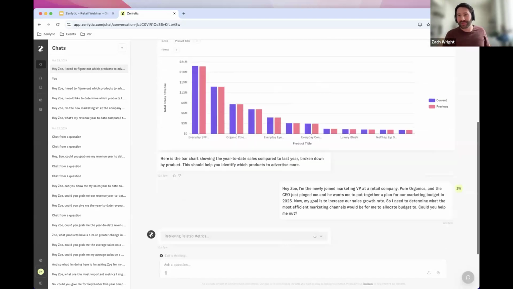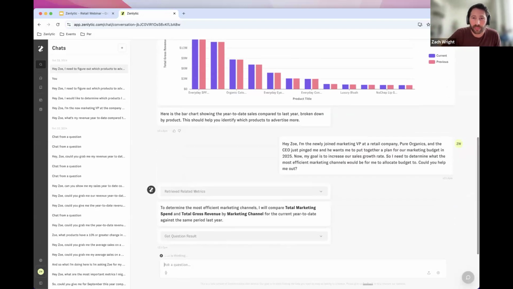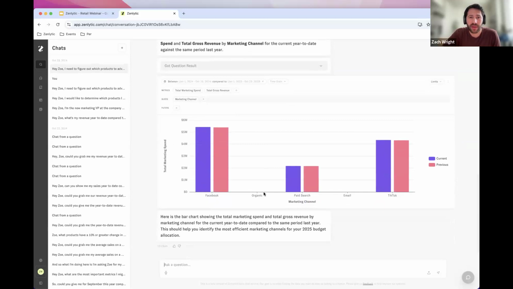So this is a much more open question. This isn't the type of question that I would generally ask a data analyst to say, hey, could you put a dashboard, this metric, these dimensions? This is the type of question I might ask someone at Bain or McKinsey to come up with a strategy for me. So Zoe's going through the data saying, hey, I'm seeing some certain metrics you might want to look at first. This is how you're currently advertising, my total marketing spend and total gross revenue. And these are the given channels.